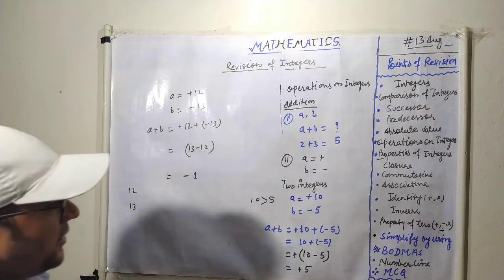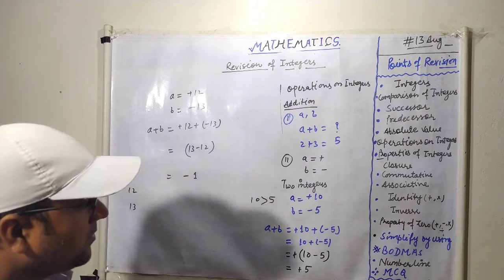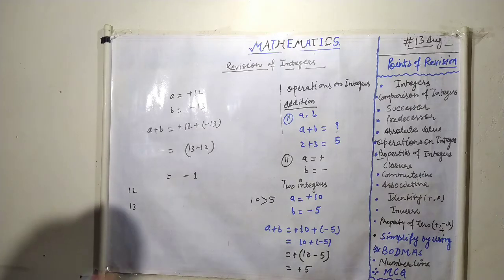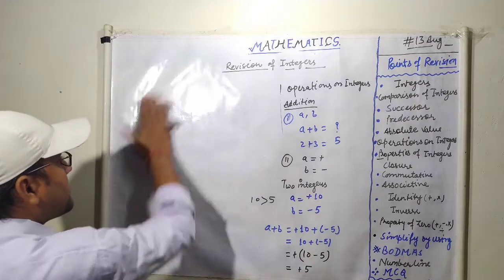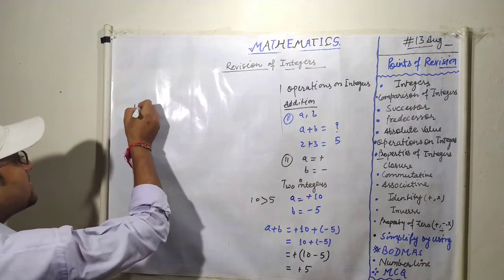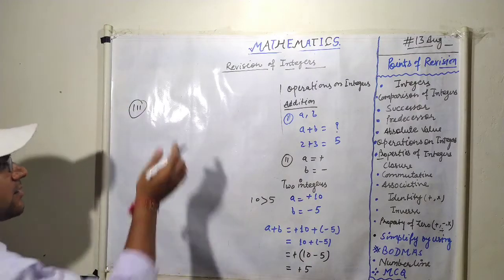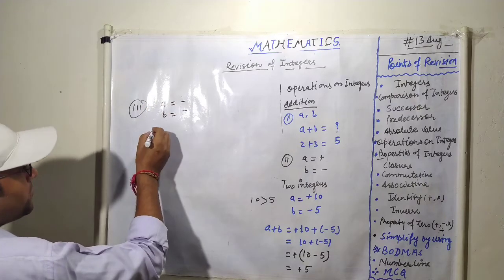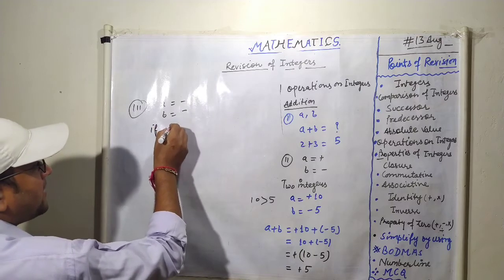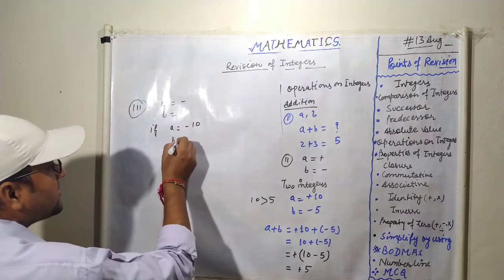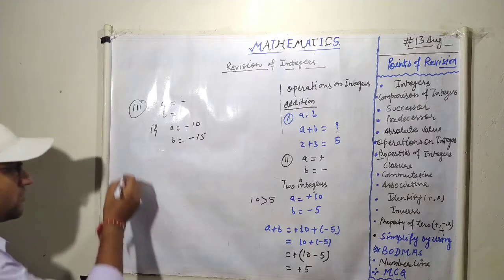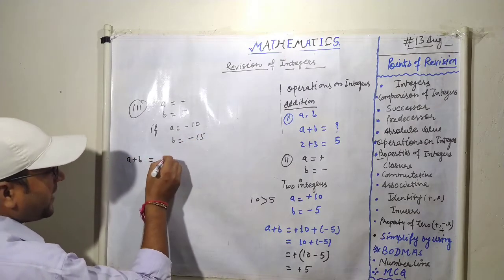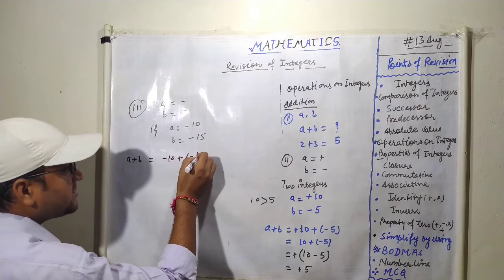Third point, if both are negatives, third point is if both the integers are negative, a is negative and b is also negative. Suppose a is equal to minus 10 and b is equal to minus 15. So according to your rule, addition, a plus b, so minus 10 and plus in bracket minus 15.